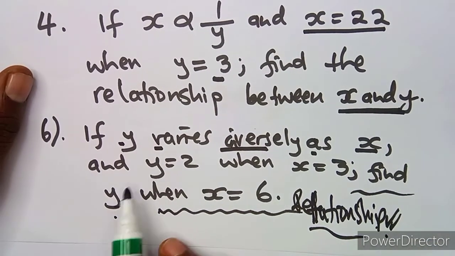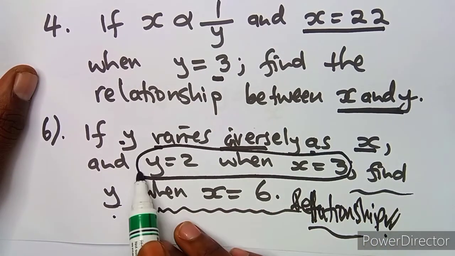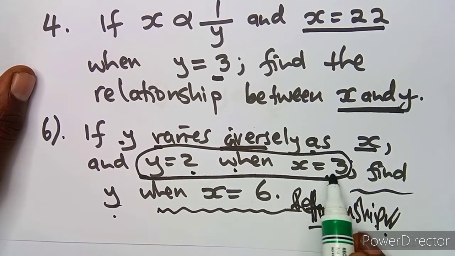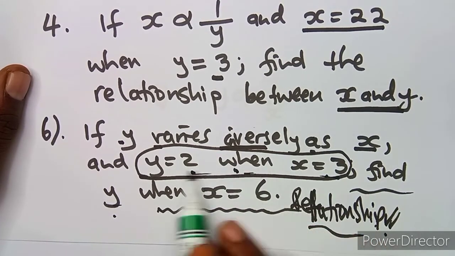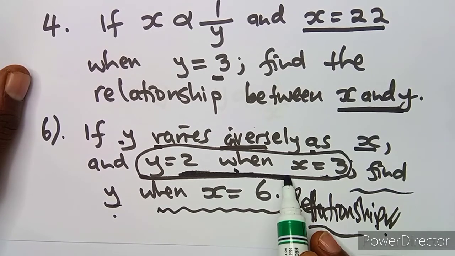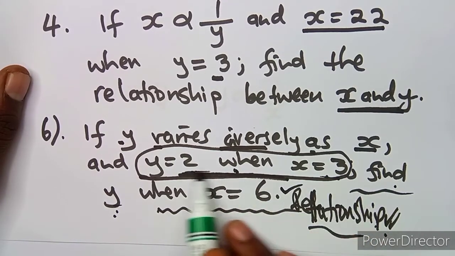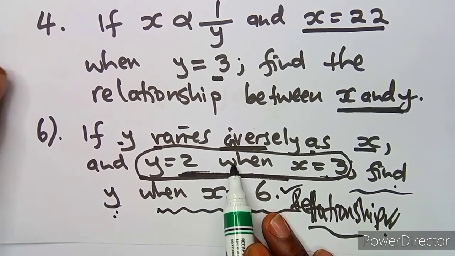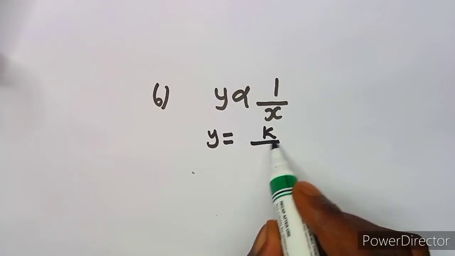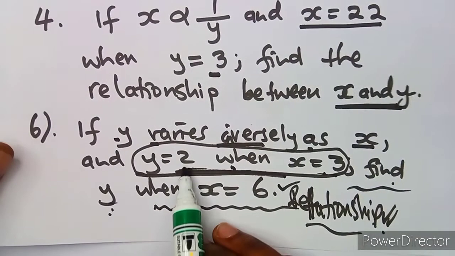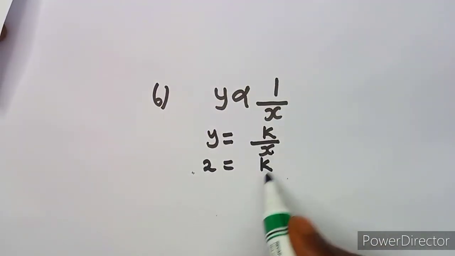So first, where do you find the relationship? From the information that you are given. Y is 2 when x is 3. These two, they are connected, guys. Look at this. Y is equal to 2 when x is equal to 3. Then find y when x is 6, which means there's another problem which is going to be solved after you work with these two values first. So relationship, remember, you have to introduce the equal sign and the constant at the same time. Then let's substitute y is equal to 2 when x is equal to 3.